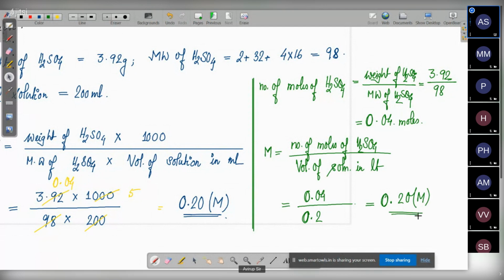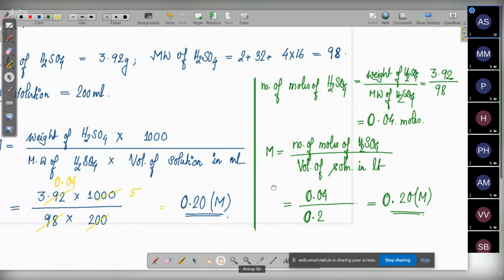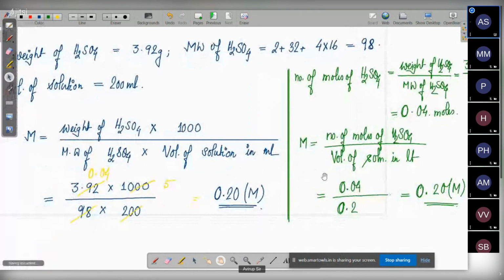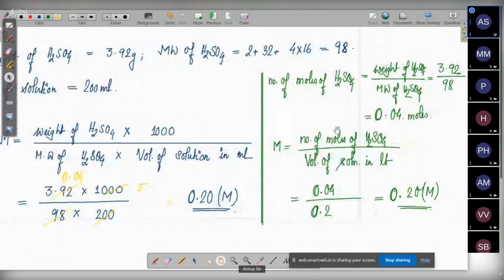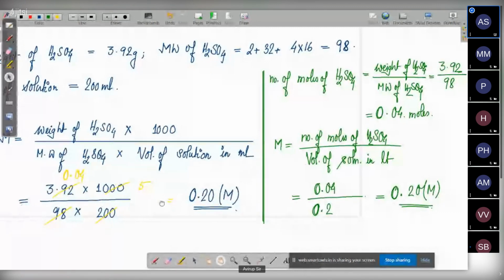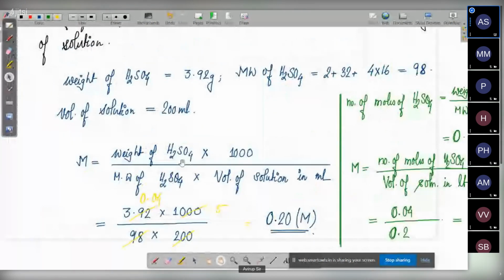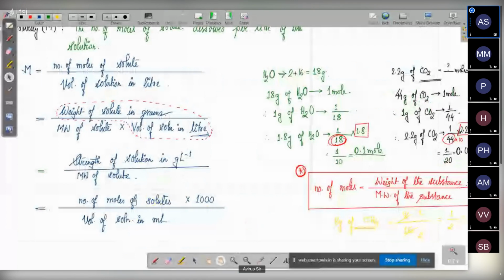So it is totally up to you which method you will apply, because ultimately these two methods are exactly similar. In the second method, you first separately calculate the number of moles and then apply the basic formula of molarity. In the first method, you used one formula only, in which you had simplified the basic formula. The other formulas are not something different; they are simply a simplification of the first formula.